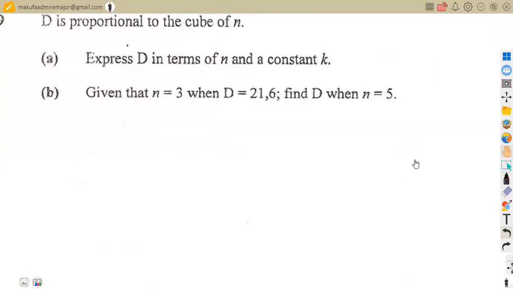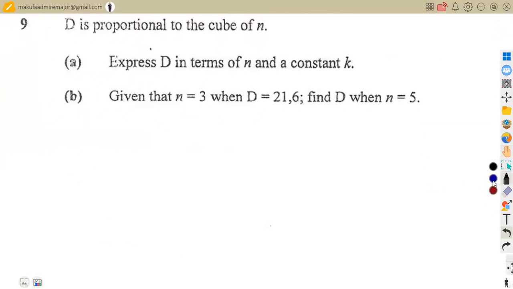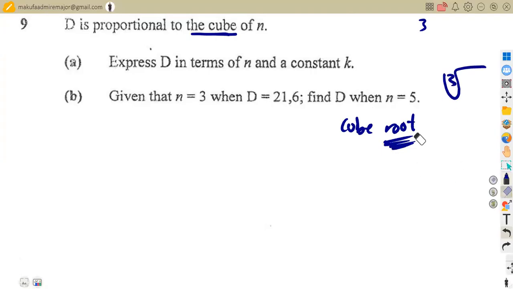All right, that was fine. Number 9, D is proportional to the cube of n. Take note, to the cube of n, it means to the exponent of 3. If they say the cube root, if there is a root, then it means the cube root like this. But here it's just the cube, that's to the exponent of 3.